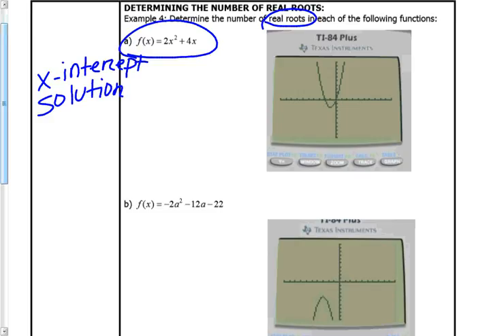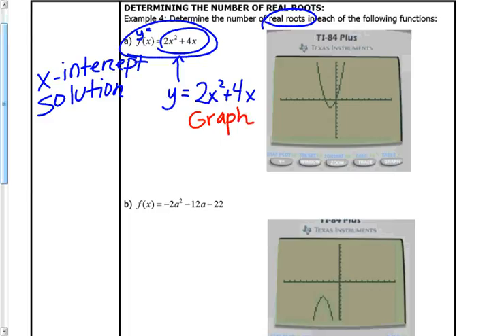So that's why you could see this picture here of the graph. In your graphing calculators, you would put this into y equals, this part right here. Remember, this f of x is just a fancy way of saying y equals. So if I put y equals 2x squared plus 4x in my calculator, and then I hit graph, because I want to see what it looks like, then this graph is going to pop up.